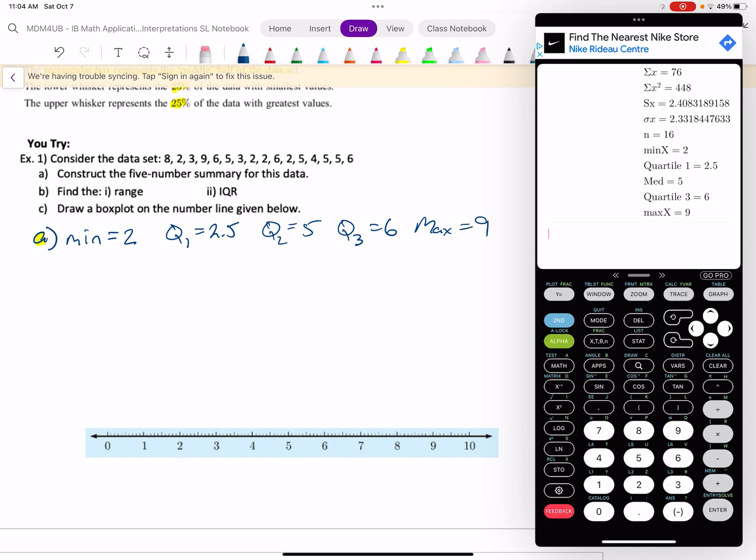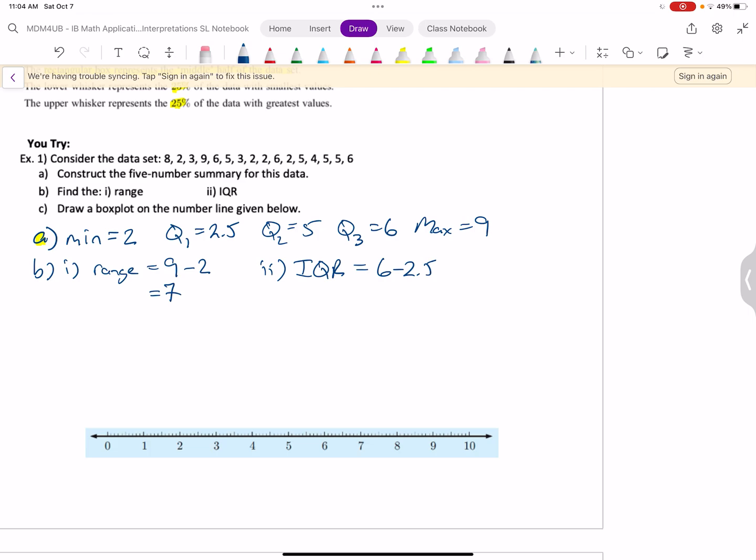And then it says find the range. That's easy. I just take max minus min, which is 7. My IQR. So I've got 6 minus 2.5. So that's 3.5.